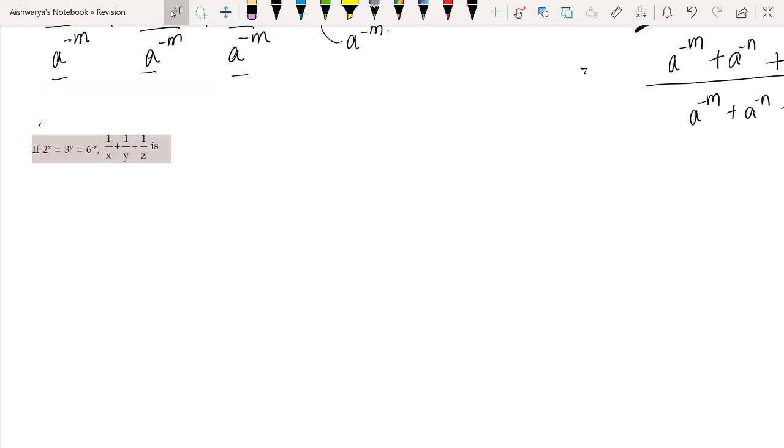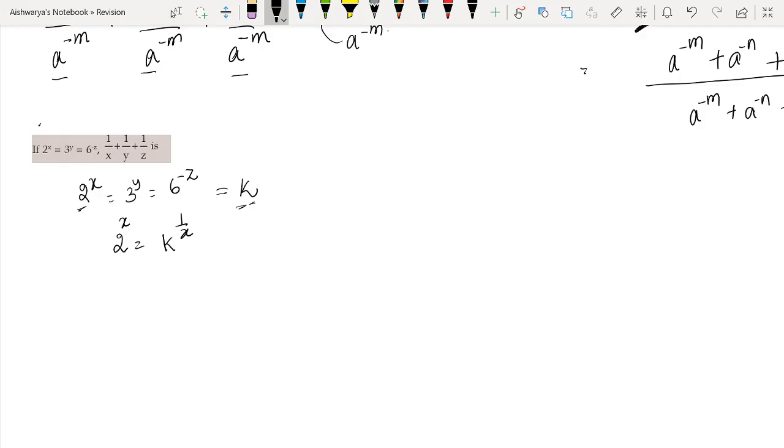this type of question. 2 power x is equal to 3 power y is equal to 6 power minus z. This is given to us. We'll say that this is equal to k. I've done a similar type earlier where we said equal to k. Now what will happen? 2 will be k power 1 by x, because I'm removing the x here. But to remove that, I have to multiply by 1 by x. So if I multiply this side, I have to multiply this side also. So ultimately this x will get cancelled.